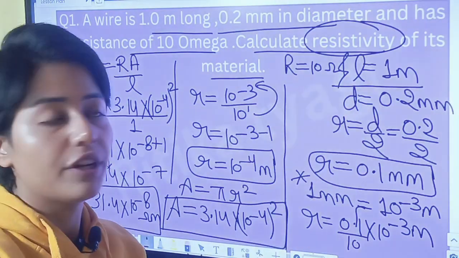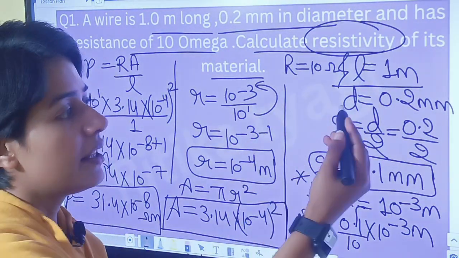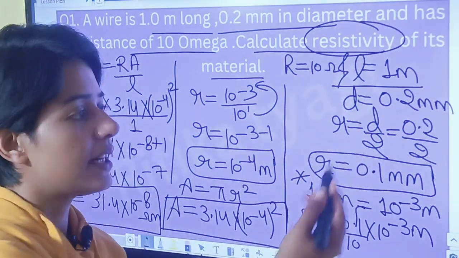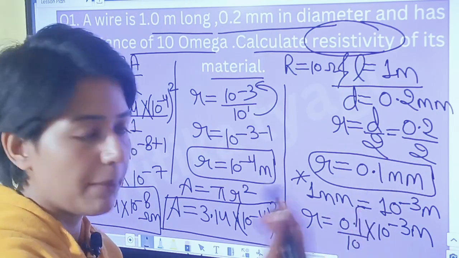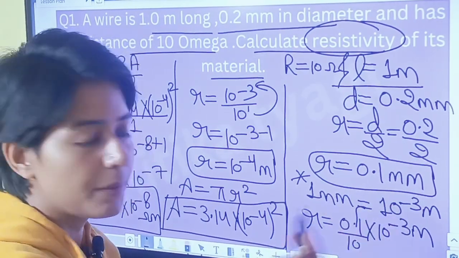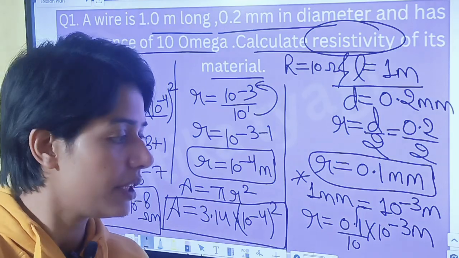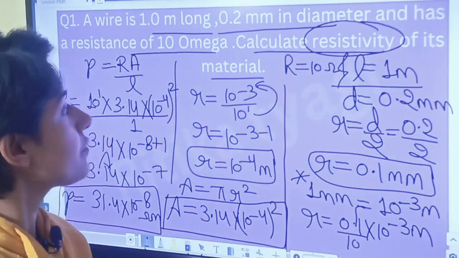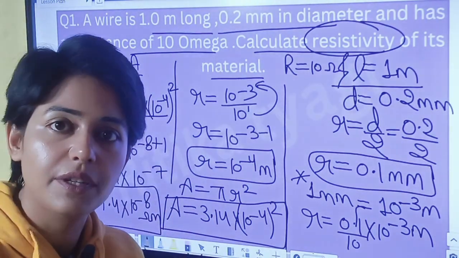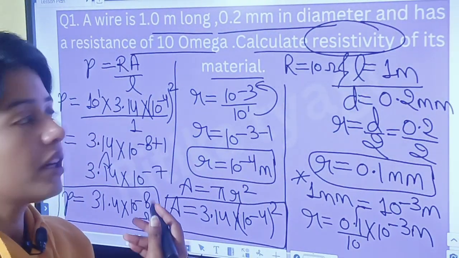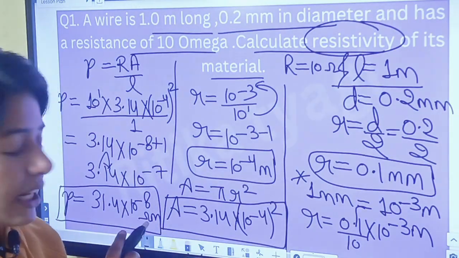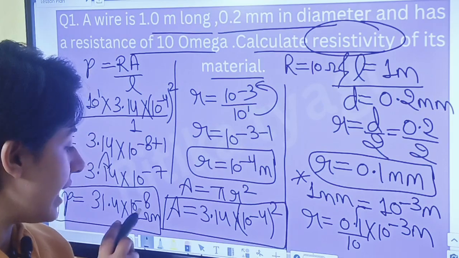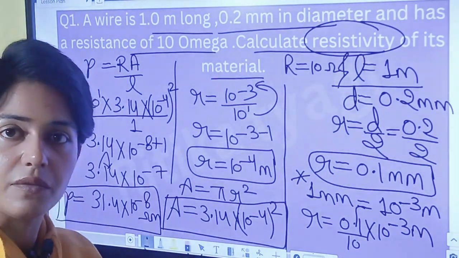Value for L is given 1 meter, resistance 10 ohms, diameter 0.2 mm. First convert diameter into radius, that is diameter by 2, 0.1 mm radius. Then convert millimeter into meter by multiplying 10 to the power negative 3. After that, put the value for area, that is pi r square. Now applying the formula for resistivity R A by L, putting the value for R, A and L, and on calculating we get 31.4 multiplying 10 to the power negative 8 ohm meter resistivity.